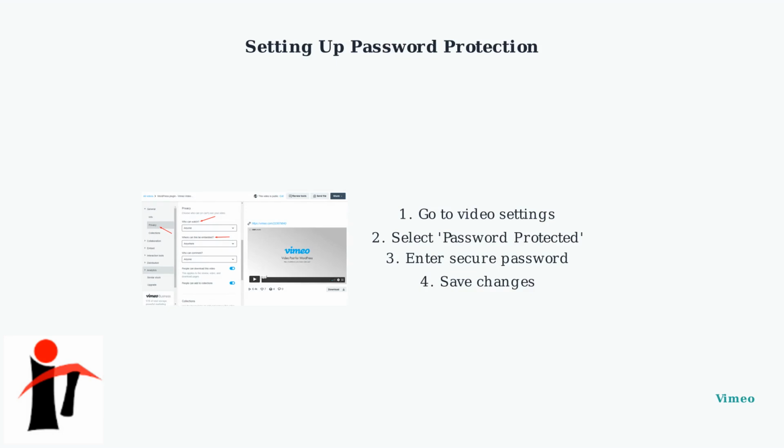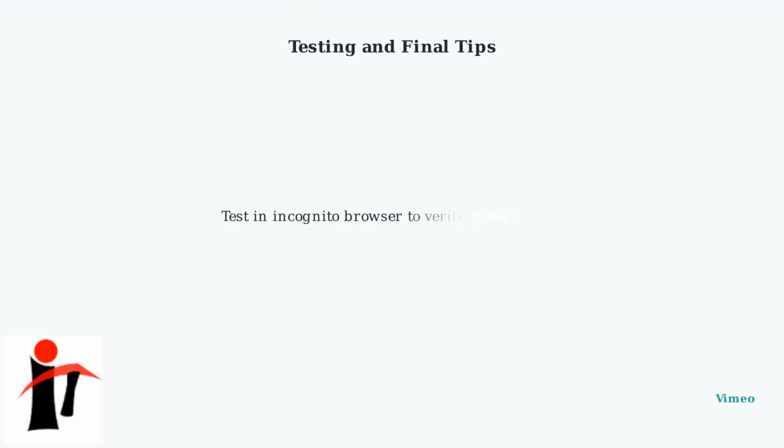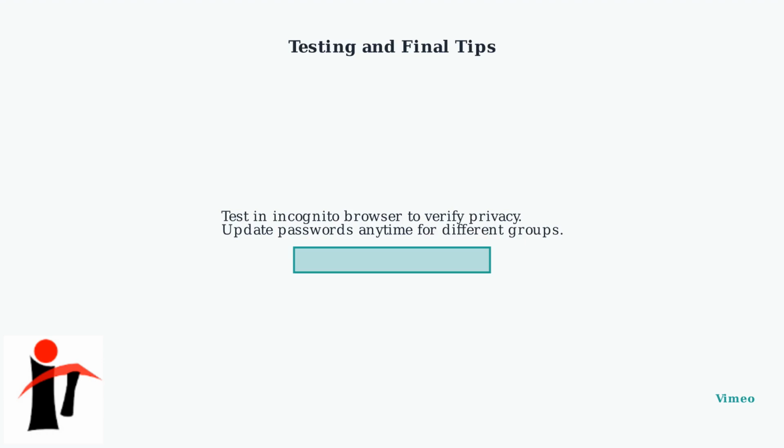To recap, navigate to Video Settings, select Password Protected, enter your desired password, and save. Test the settings in an incognito browser to ensure it works as expected. These features give you robust control over your Vimeo content's visibility, keeping it secure and accessible only to your intended viewers.